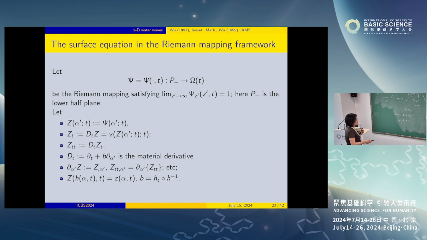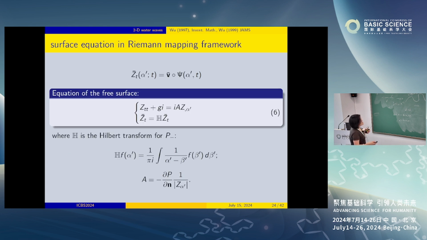Capital ZT is the velocity in terms of the Riemann mapping variable, so there's a velocity evaluated on the interface, and there's a change of variable. So capital DT is DT plus B d alpha. This B comes from the chain rule; you will have something like this come out. These are just notation.